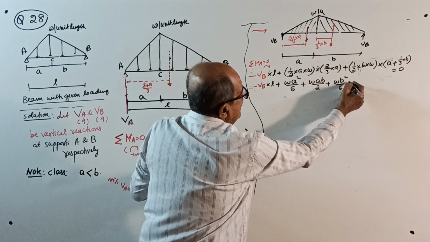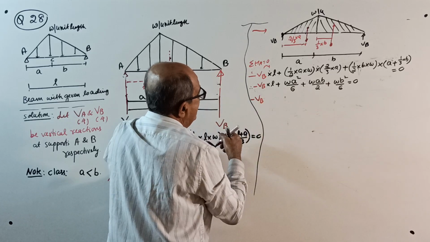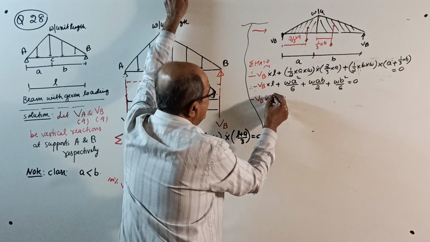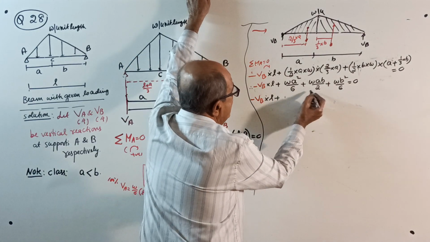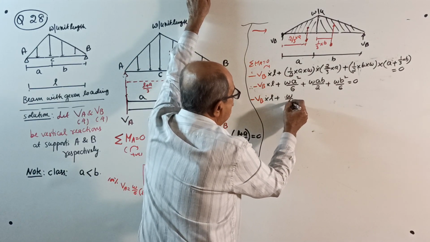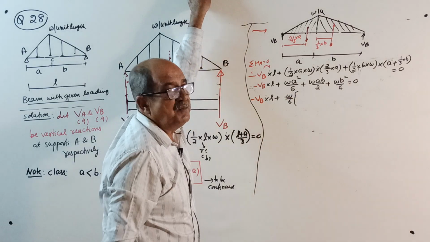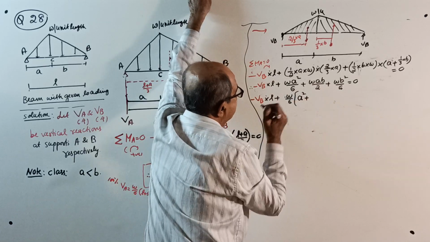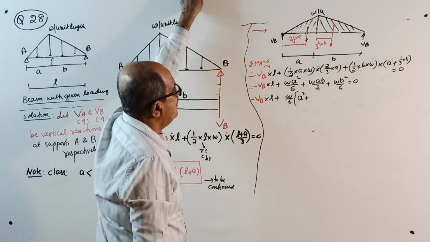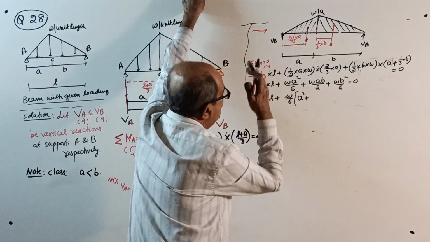Or minus VB into L. See, I am not worried. I know the answer will come now. Plus, I will take W by 6 outside, because 6, 2 and 6, 6 is the common denominator. You get A square plus, see, this will be A square. Sorry, this is not 6 actually. See now.